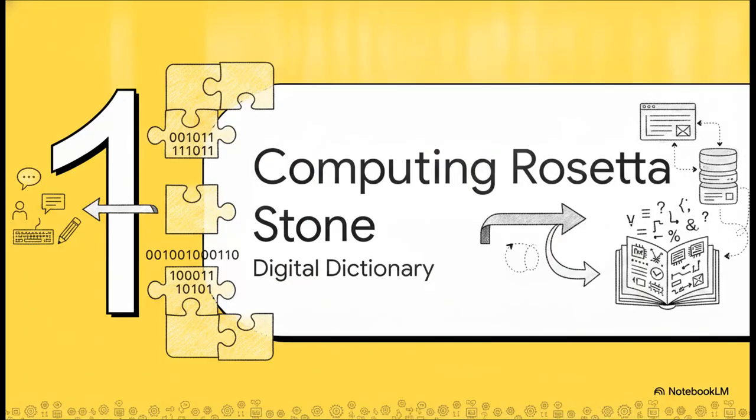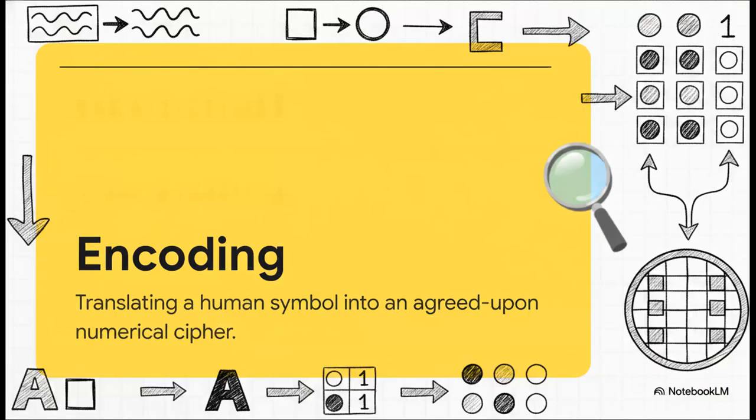Section 1. The Computing Rosetta Stone. So now that we've mapped out the overall zones, let's look at that very first critical step. Because computers rely entirely on a binary language of zeros and ones, every single human symbol must first be translated into a mathematical cipher. We call this process encoding. Think of it as a massive, globally agreed-upon lookup table. If I want to type an A, the computer and I both need to agree on exactly what numerical value represents A. Without encoding, human-computer interaction simply wouldn't exist.